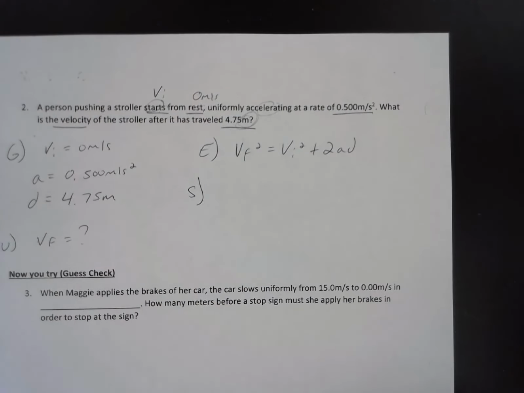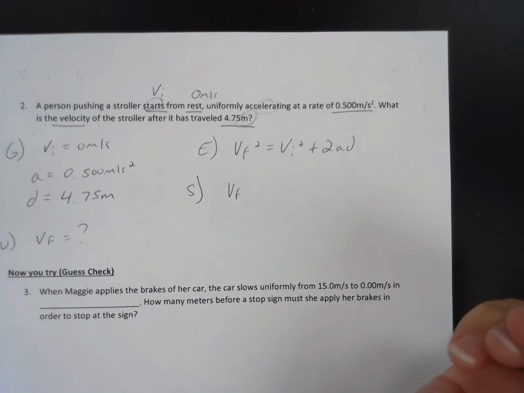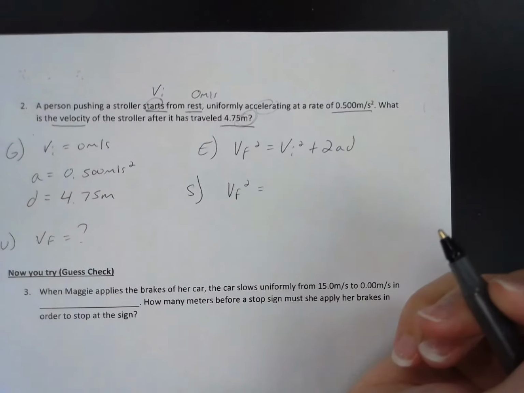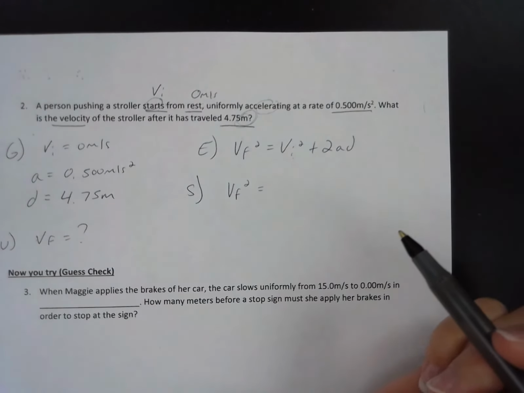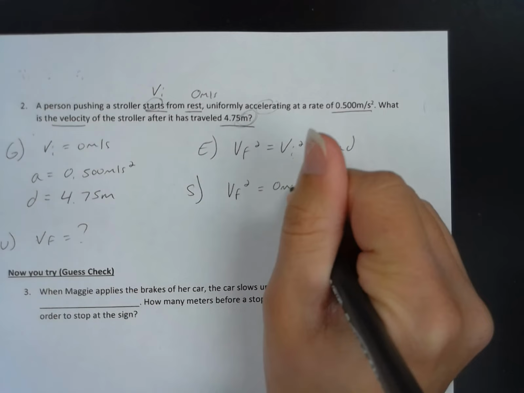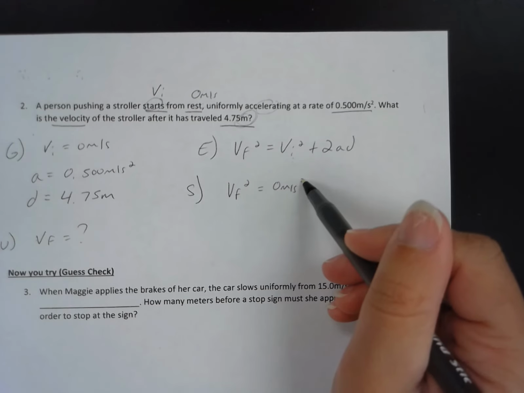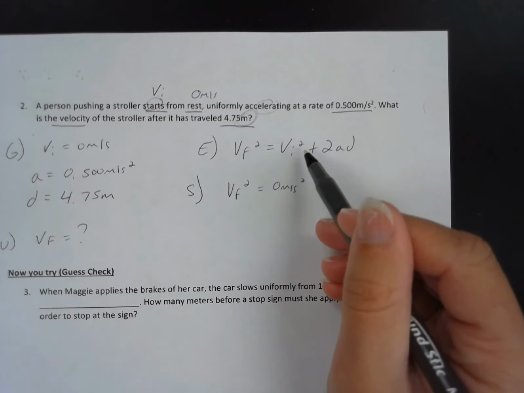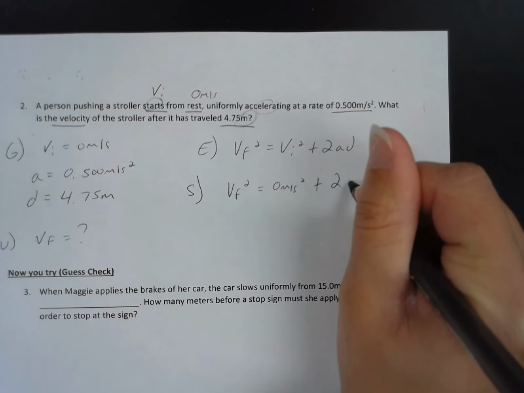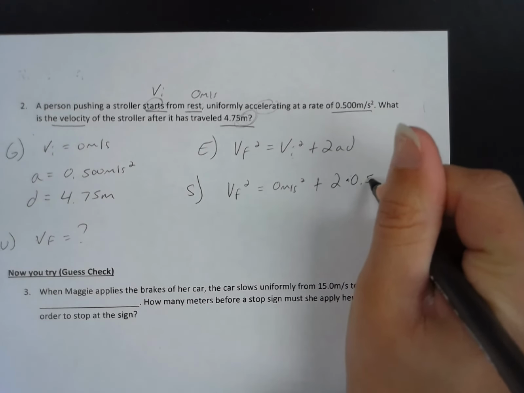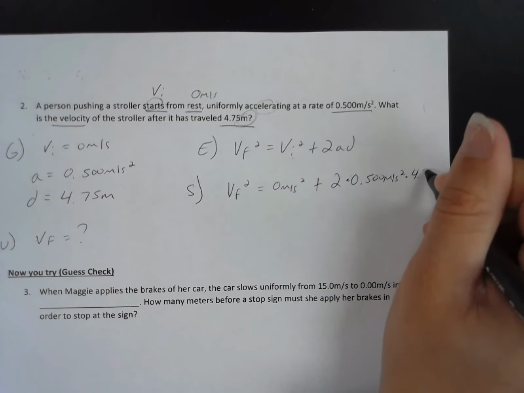So time to sub. I'm starting off here with VF squared, and I'm looking for VF squared. I have VI, so that's 0 meters per second squared, which in this case will just end up being a 0. If this was a number, then I would have to square whatever number this was. So this would be like 2 squared if my VI was instead 2. Plus 2 times the acceleration, which is 0.500 meters per second squared, times my displacement, 4.75 meters.